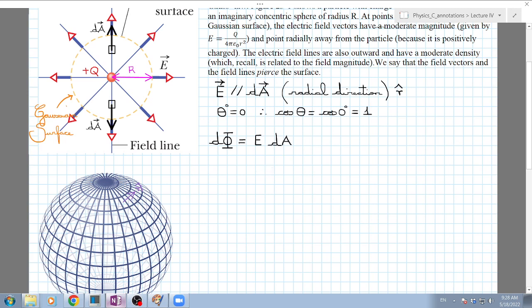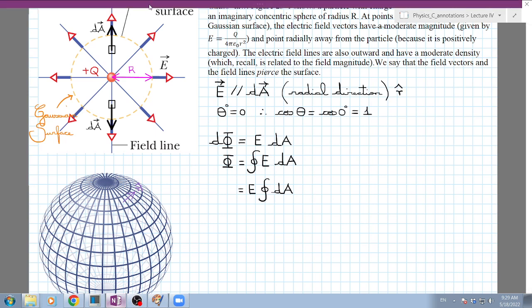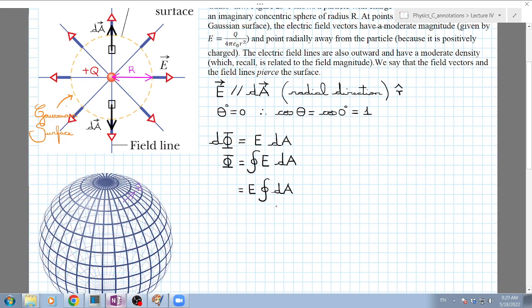If you are interested in calculating the total flux, the net flux, you just have to integrate that over this closed surface. The electric field here is constant, right, guys? So that means we can put it outside the integral. Of course, this integral is going to give me the area, and since this is a very simple geometry, the area of a sphere.